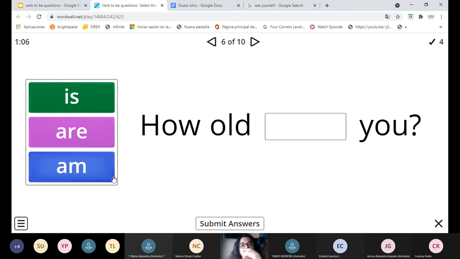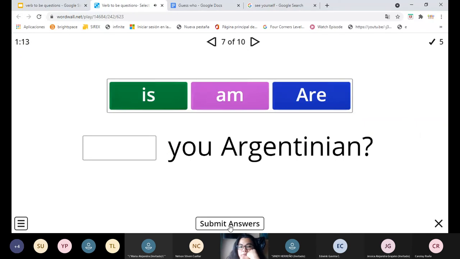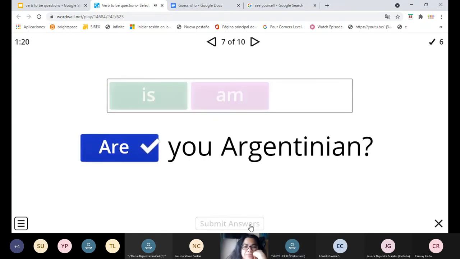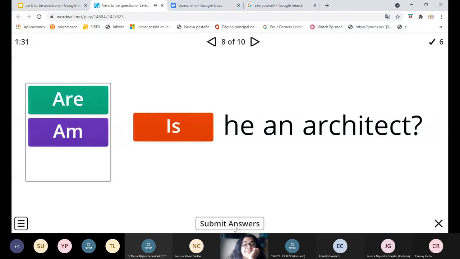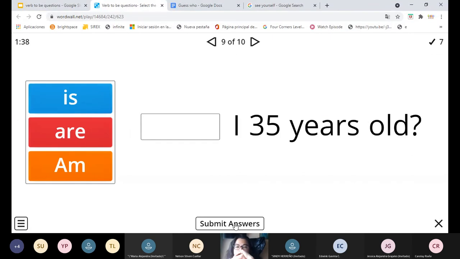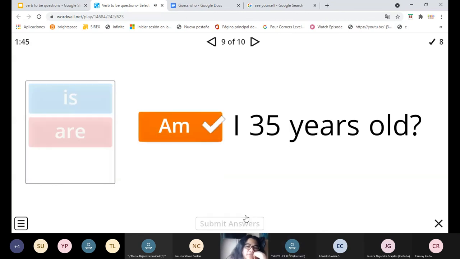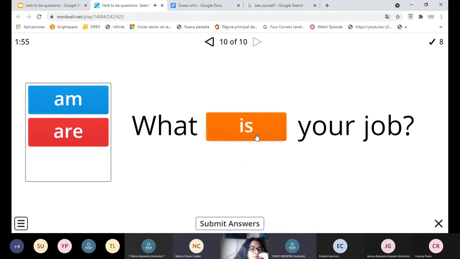What about this one, guys? How old are you? Good. And what about this one? Are you Argentinian? Exactly. Great. What about this one? Is he an architect? Good, good. All right. And what about this one? Good. Am I 35? Am I 35 years old? And finally, what is your job? And submit answers.